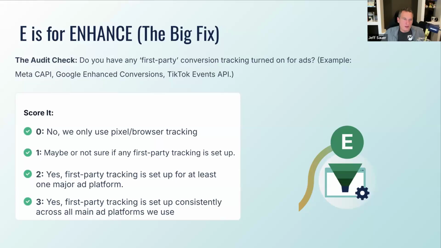Number one, give yourself a 1 if you're not sure if there's any first party tracking setup, or if you have Conversions API only, for example. For number 2, if it's set up for at least one major ad platform, you give yourself a 1.5 or a 2 there. And then if it's consistent across all your main ad platforms, that's cool as well. That's a 3.